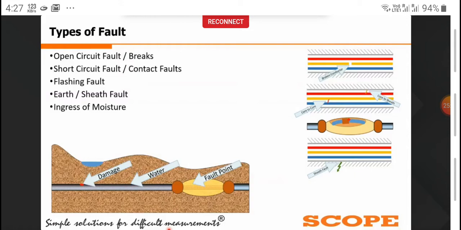ingress of moisture in the cable. As I already explained, at the weak point of the cable or some damaged point on the outer PVC jacket, the moisture enters the cable, and this moisture gets accumulated at joints or at the termination points, and due to that this water causes the formation of water treeing under the high voltage places.